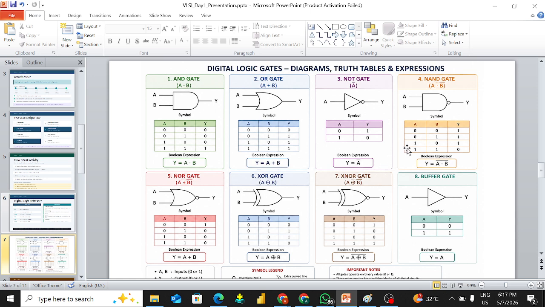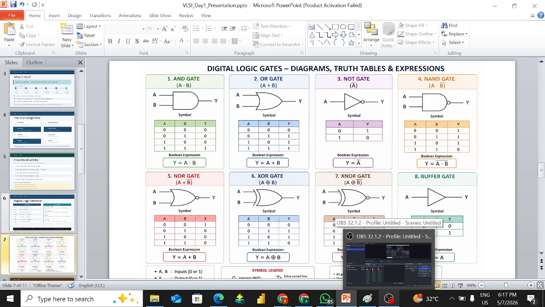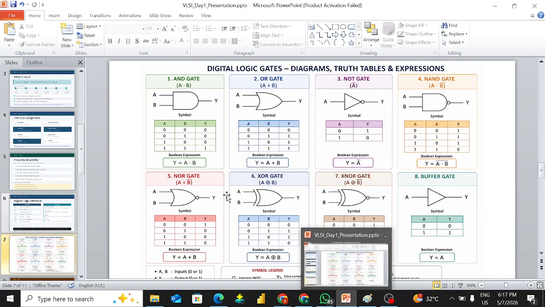I did mention something about universal gates, right? I will tell you how that universal gate works after some concepts. If you know about De Morgan's law, you can easily get what the universal gate does. So don't worry about that. I'm not going to leave that point.